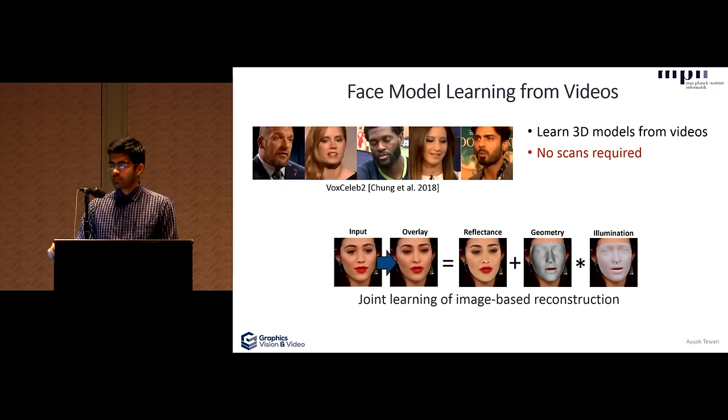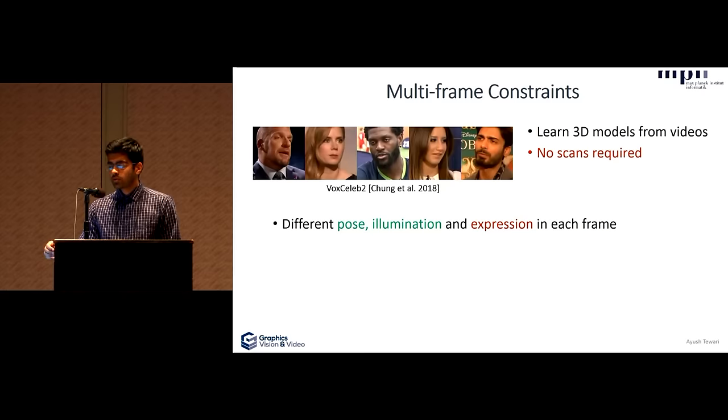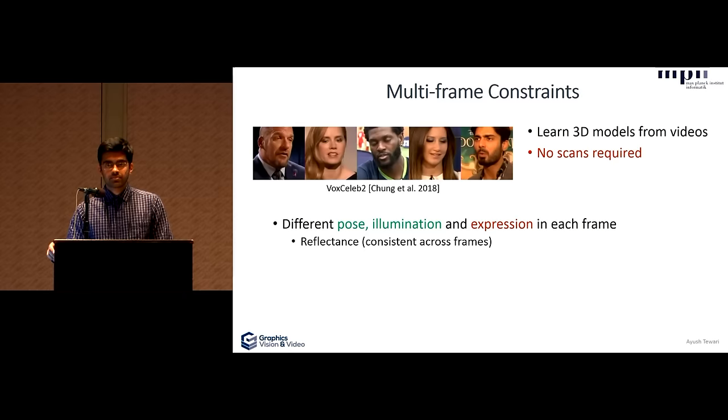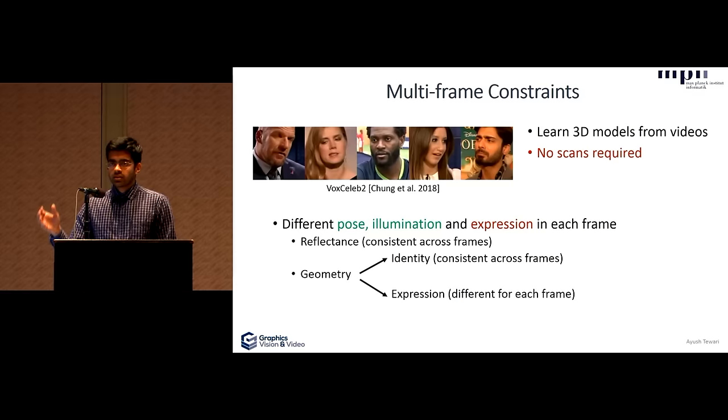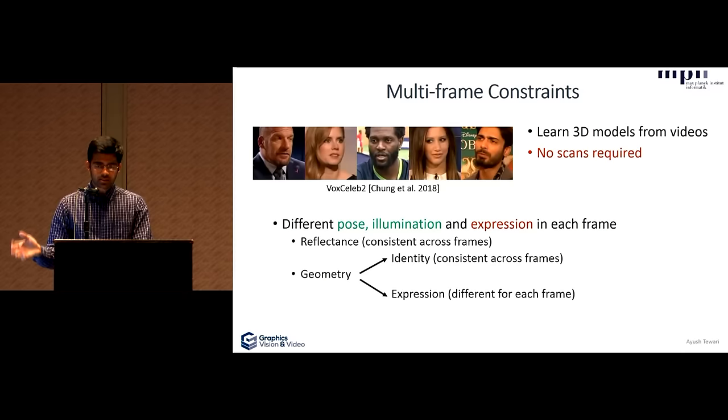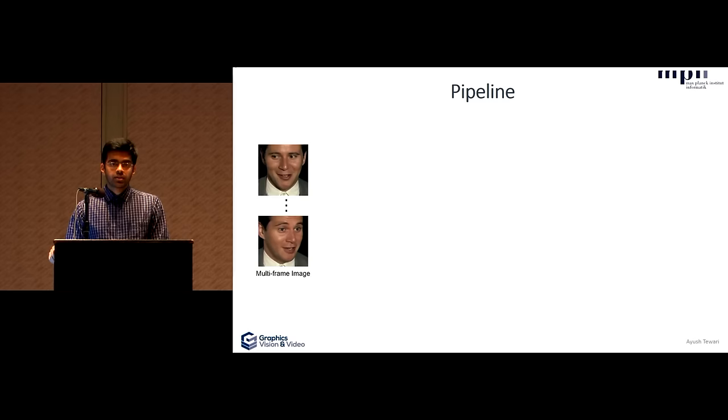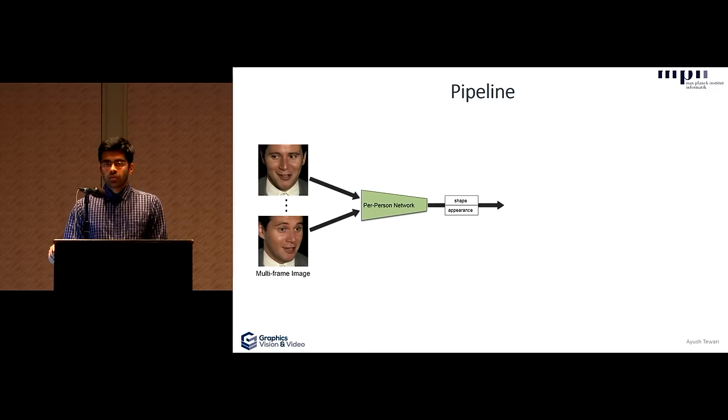Our approach is based on some multi-frame constraints. First of all, we assume that the skin reflectance of a person would remain consistent across all frames of a video. However, the geometry needs to be decomposed into two components. There's an identity component, which again will be consistent throughout the video, but the expressions will be different for each frame of the video. Based on these constraints, we have a learning-based approach, which takes multiple frames of a video as input during training. Then we have a shared network, which takes these frames and gives us consistent identity-specific shape and appearance parameters. So this enforces the multi-frame constraints by design.